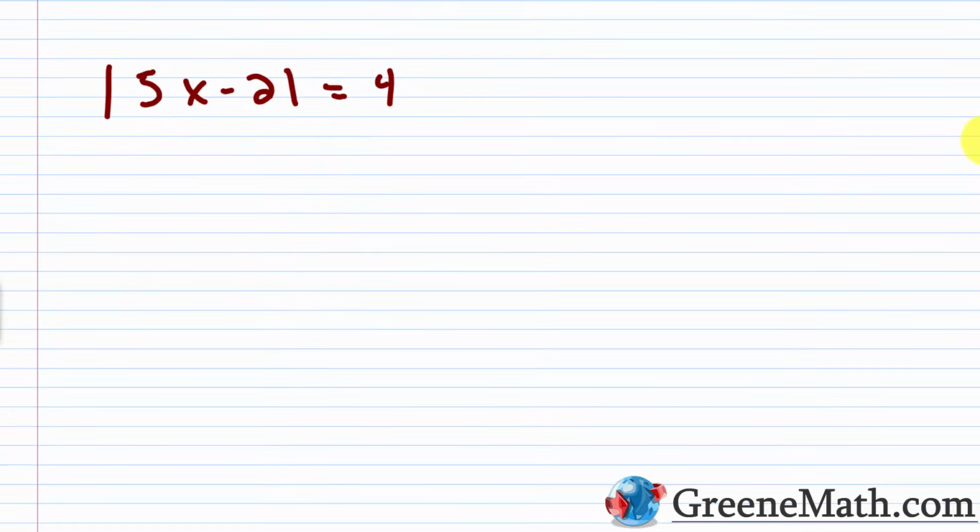So what we're going to do is, again, set this up into two more cases. So 5x minus 2, the expression inside the absolute value bars, could be equal to 4, or 5x minus 2 could be equal to negative 4.